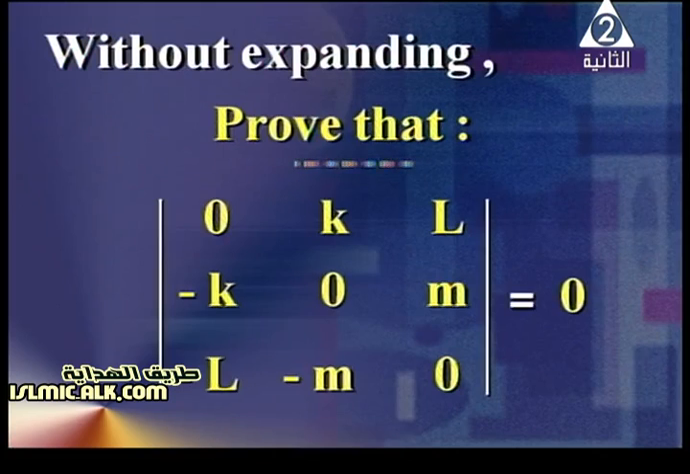Dear student, without expanding, prove that. How do we prove that a determinant equals 0? By using more than one method to prove that it equals 0. Why? Because if two rows are equal or two columns are equal, the determinant equals 0. If the diagonal elements are all 0, the answer is 0.